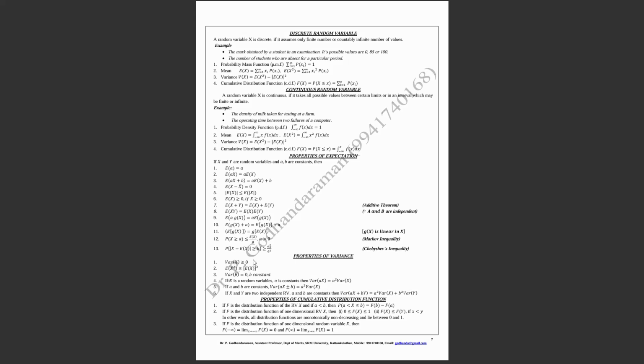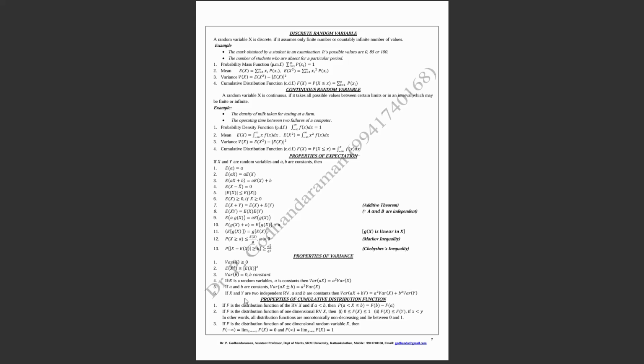Variance of x is greater than or equal to 0. E of x square is greater than or equal to E of x the whole square. Variance of b is equal to 0, where b is a constant. If x is a random variable and a is a constant, then variance of ax is equal to a square into variance of x. If a and b are constants, then variance of ax plus b is equal to a square into variance of x.